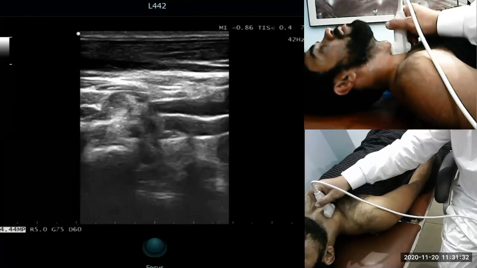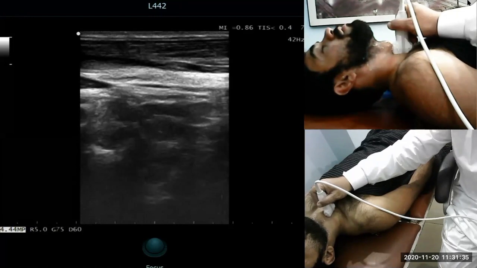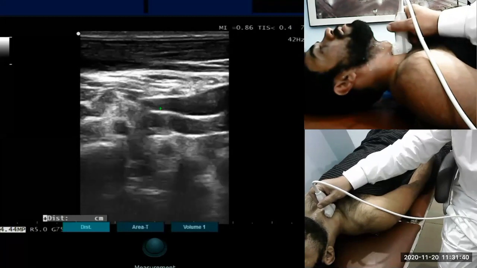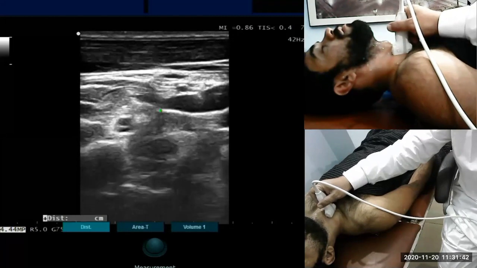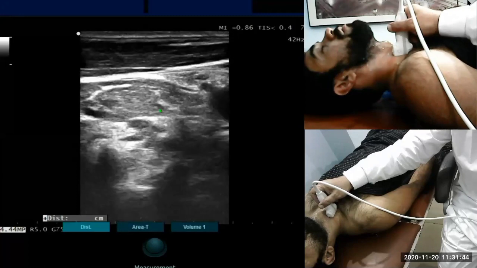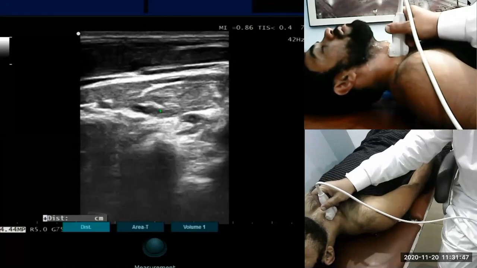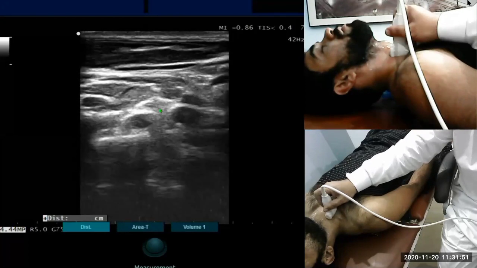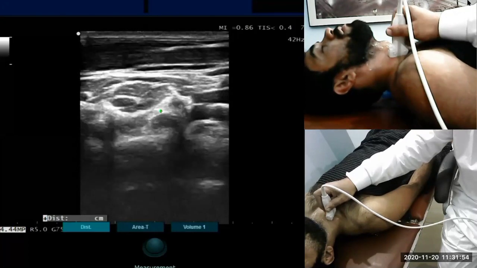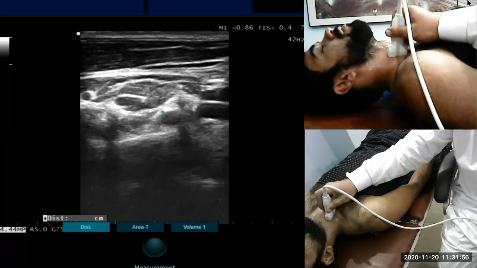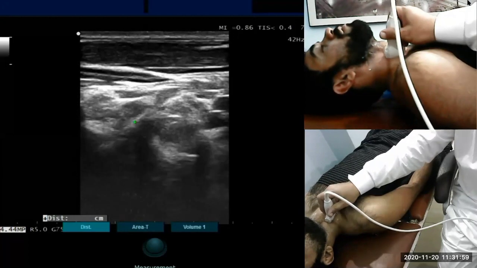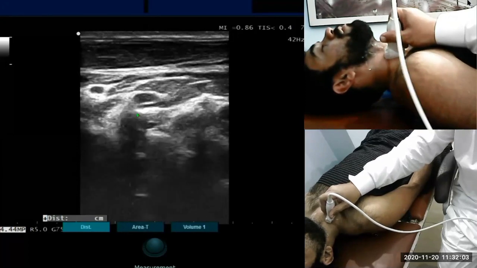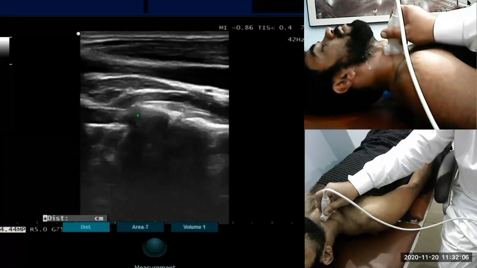On the right side, we tilt the probe to the right side, and we will see now the transverse processes of the vertebral bodies. I'm going back.